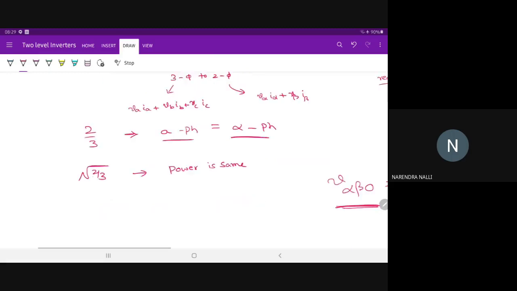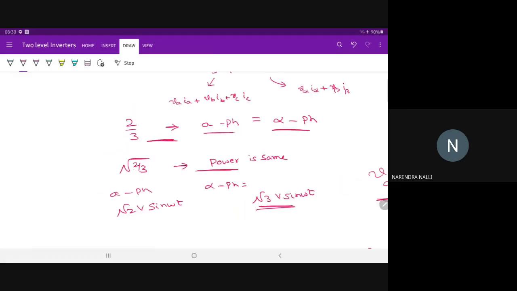In case of the root 2 by 3, if A phase is root 2 V sine omega t, then alpha phase will be root 3 V sine omega t. So here the power remains the same, and in the 2 by 3 case the voltage magnitude remains the same.